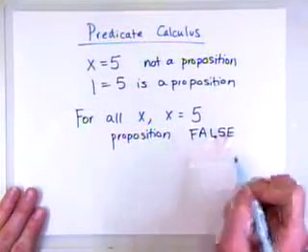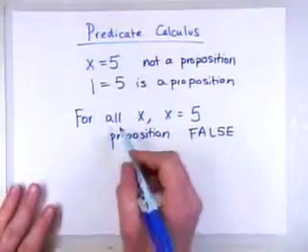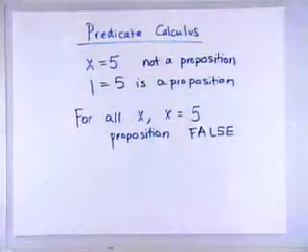But it's a proposition, so we've actually converted it into something that we can do logic with. Because we couldn't do any logic with x equals 5. Now we can actually do some reasoning about things because we know that this statement is false. It's not true that for every x, no matter what I plug in, x equals 5.